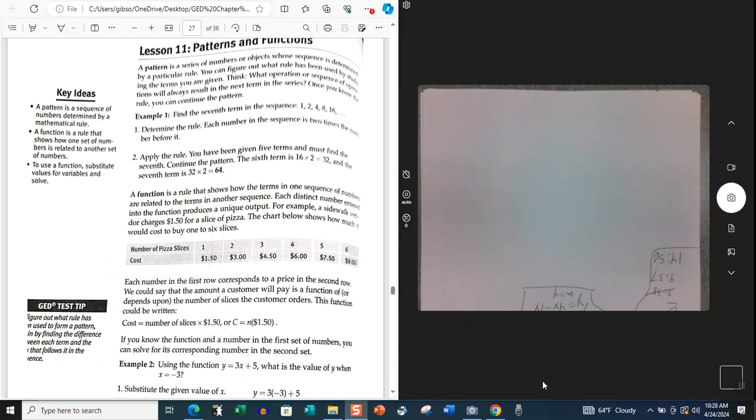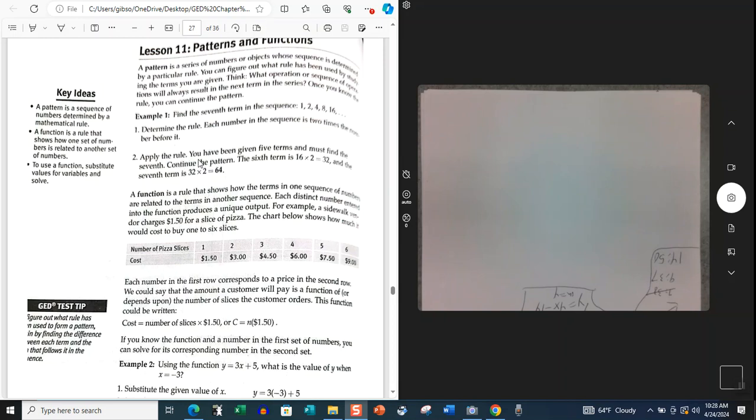Each number in the sequence is 2 times the number before it. So if you look here, if you do 1 times 2, that'll give you 2. Then 2 times 2 would be 4. 4 times 2 is 8, and 8 times 2 is 16. So like it said, each number in the sequence is 2 times the number before it.